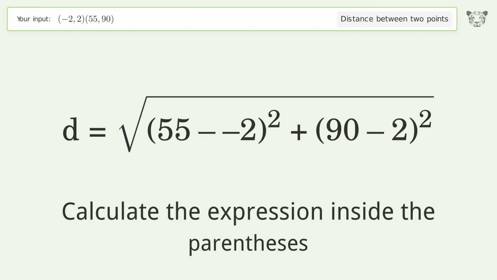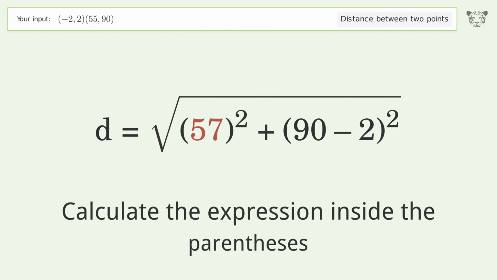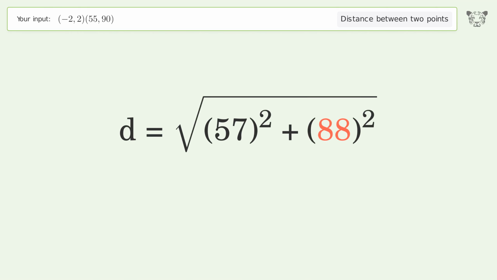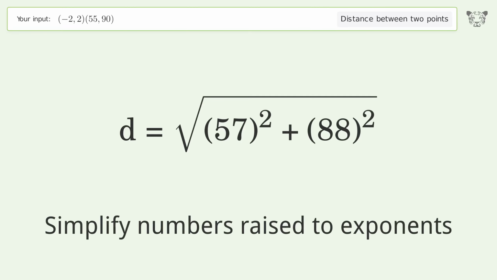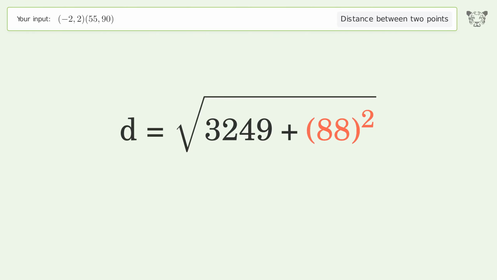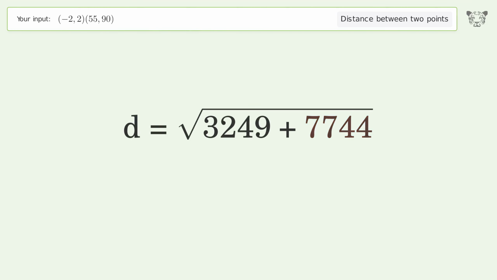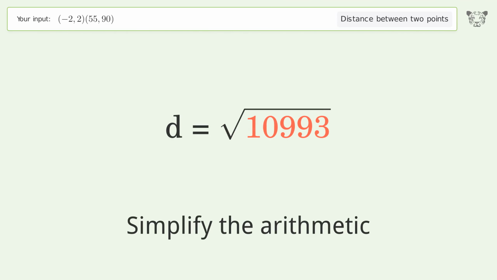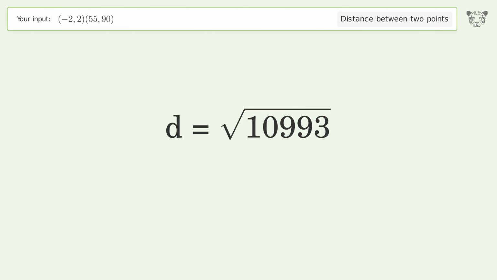Calculate the expression inside the parentheses. Simplify numbers raised to exponents. Simplify the arithmetic. And so the distance between the 2 points is the square root of 10,993, or 104.848.